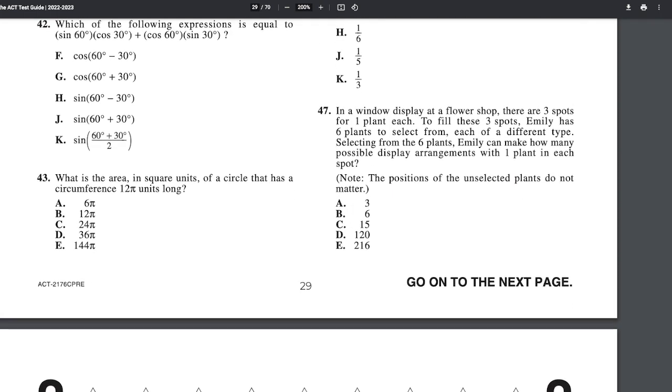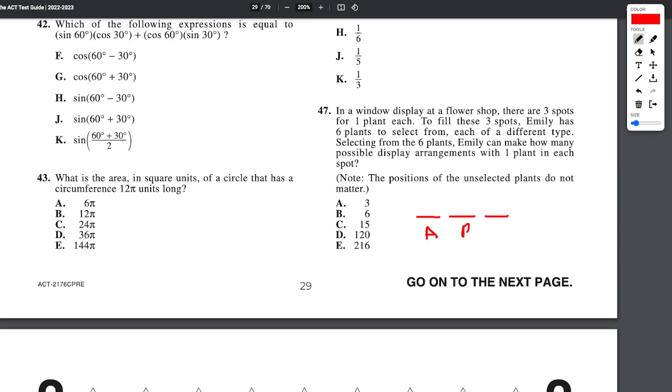In a window display at the flower shop, there are 3 spots, each for one plant. So only 3 spots. We'll call it spot A, spot B, spot C. Alright, and it says that Emily has 6 plants to choose from, all different types, and we can make how many possible arrangements. So this is a permutation. If you take stats, you can learn that you can just do 6P3. On your calculator, type in 6, hit math, go to the probability, then hit the 2 key for permutation, and then type in 3.